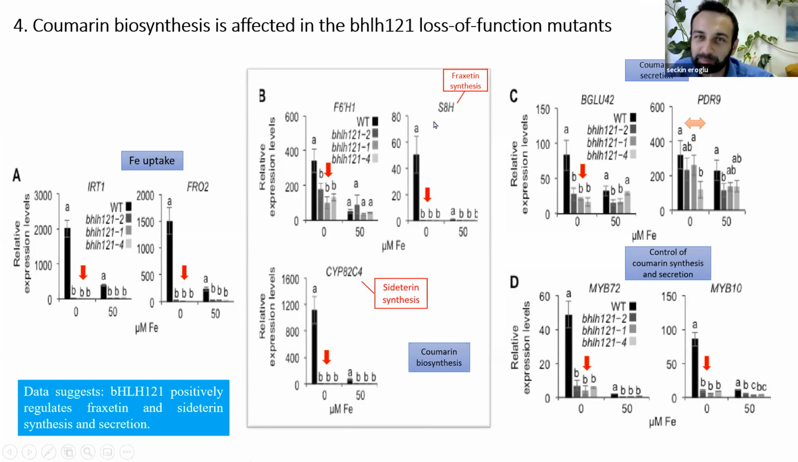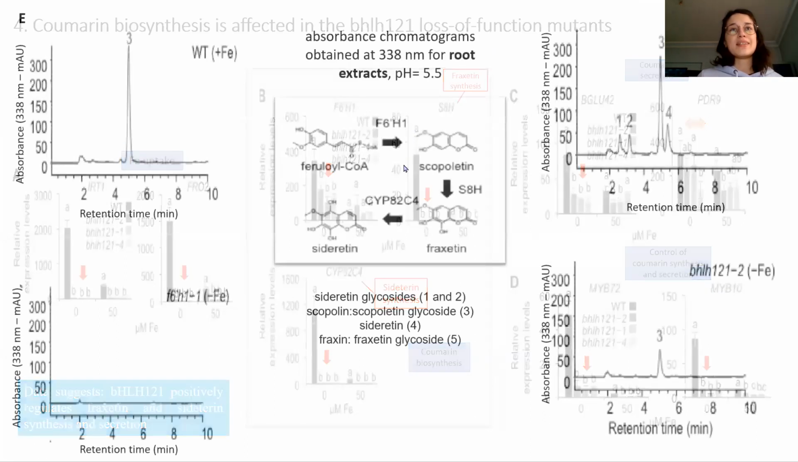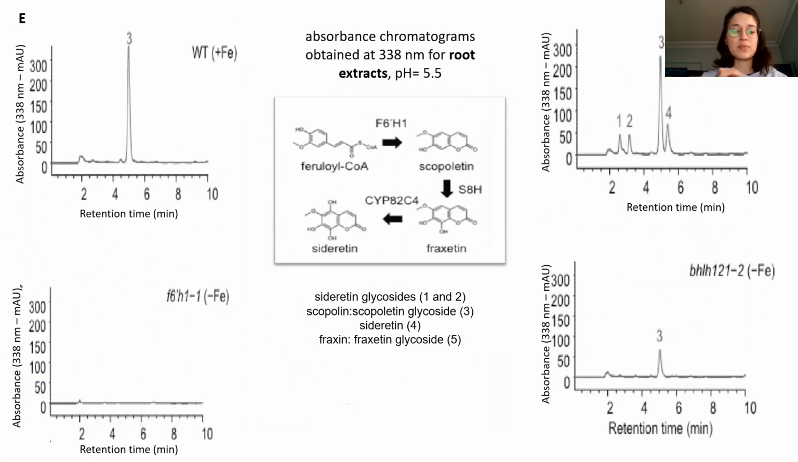Hocam, in part B, they just looked at the genes that are involved in coumarin synthesis. In part E, they want to examine which coumarins are accumulated in the root extracts, and they used the absorbance chromatograms obtained at 338 nanometers. I think this wavelength is the one at which coumarins are detected best, so they just use this. This experiment is also conducted at pH 5.5, the pH at which cystatin biosynthesis and secretion preferentially occurs compared to others.